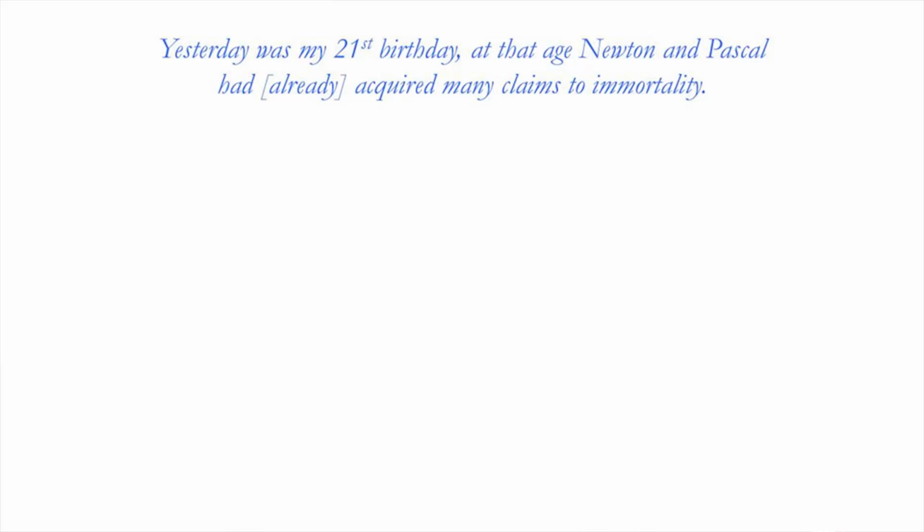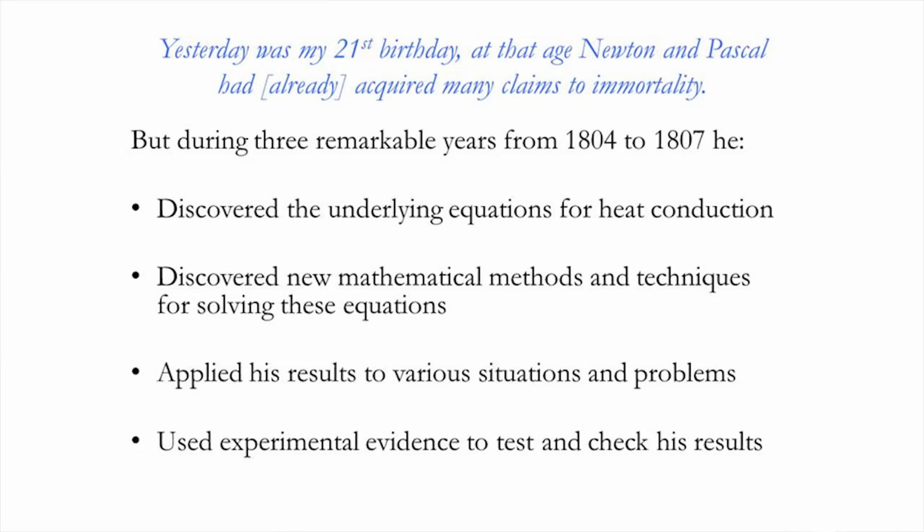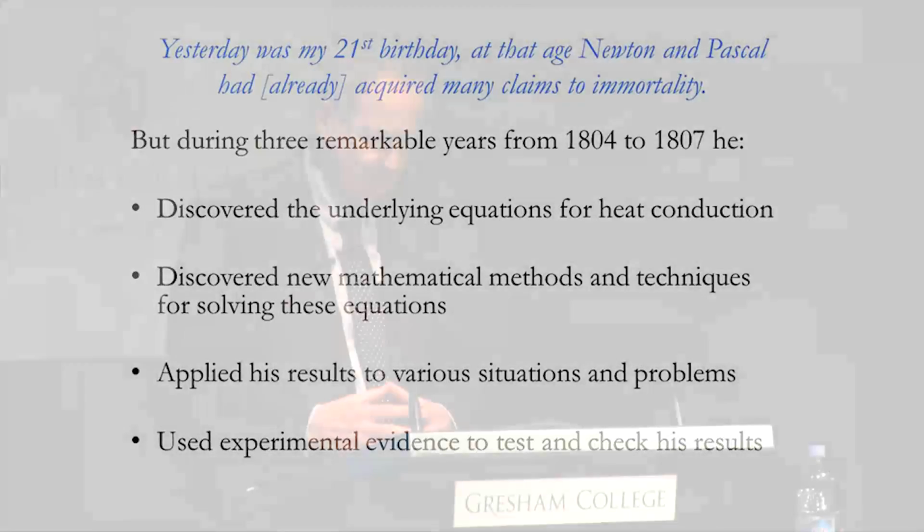But now, in his mid-30s, Fourier started on the work that was to bring him his immortality. So, during 3 remarkable years, 1804 to 1807, he discovered the underlying equations for heat conduction, discovered new mathematical methods and techniques for solving these equations, and applied his results to various situations and problems, and then used experimental evidence to test and check his results.